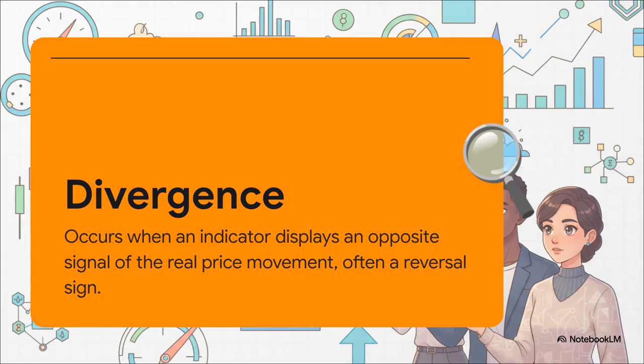Okay, now this is a huge concept when it comes to using indicators. It's called divergence, and it's what happens when the price chart and an indicator are telling you 2 different stories. For example, imagine the price makes a brand new high, but at the same time, your momentum indicator makes a lower high. That is a massive red flag, warning you that the trend is running out of juice and a reversal could be right around the corner.